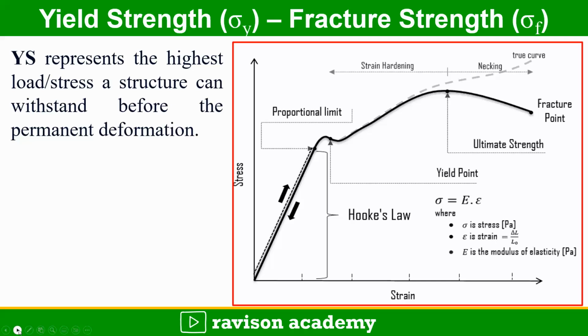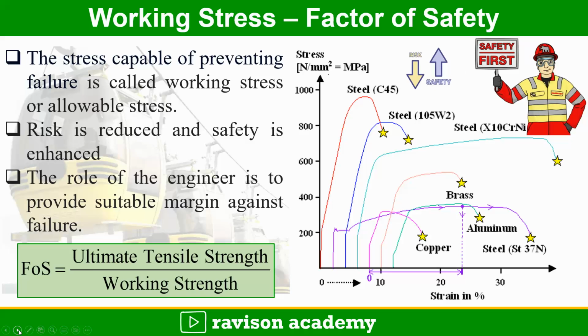Working stress or factor of safety. So this factor of safety is very important in designing a material for any structures, right? The stress that is capable of preventing the failure is called working stress or allowable stress. Once the safety is enhanced, we can reduce the risk. So it is the role of any engineer to provide a suitable margin against failure. So this factor of safety is an important term considered from a design point of view, where it considers the ultimate tensile strength and working strength for a ductile material and yield strength for a brittle material.